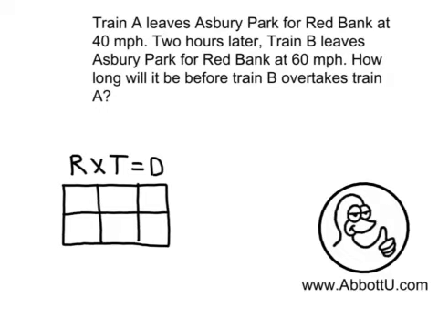Alright, so here's the first problem. Train A leaves Asbury Park for Red Bank at 40 miles per hour. 2 hours later, Train B leaves Asbury Park for Red Bank at 60 miles per hour. How long will it be before Train B overtakes Train A?